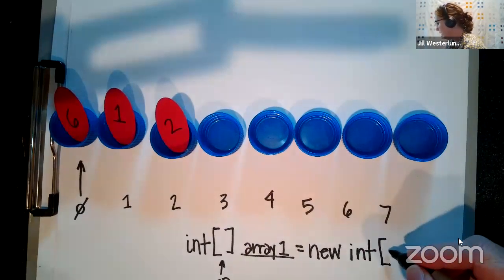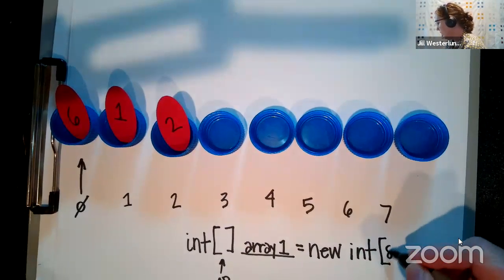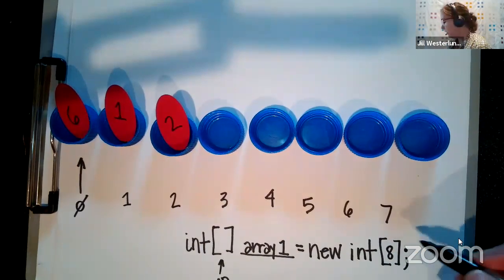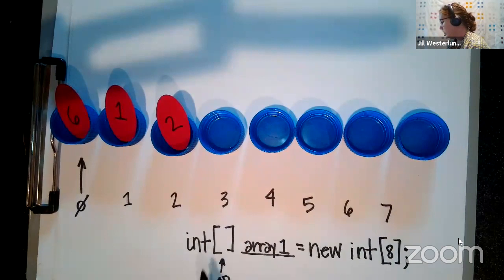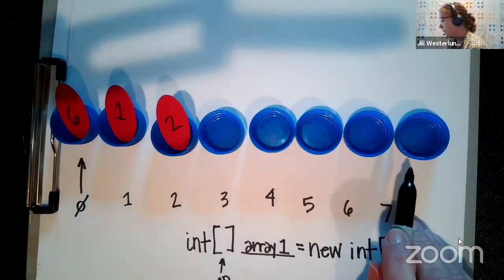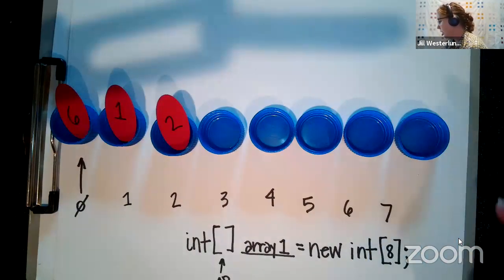Because arrays are declared at the time that you create them, and the size cannot be changed. So this would be the program statement to declare an int array that is size 8. And if we don't fill these items, what are they going to be filled with? Hopefully you said 0 in your mind.